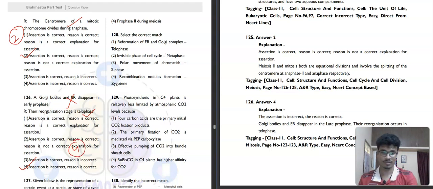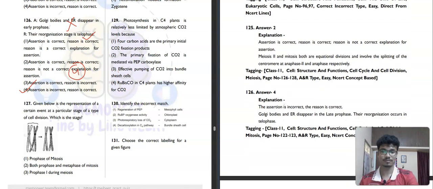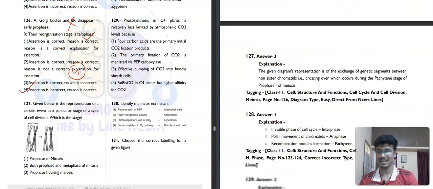Then moving to question number 127. It is saying that given below is the representation of a certain level at a particular stage of a typical type of cell division. Which is this stage? You know that this is prophase of mitosis? No, both prophase and metaphase of mitosis? No. This is prophase 1 during meiosis. So here the third option will be our correct answer.